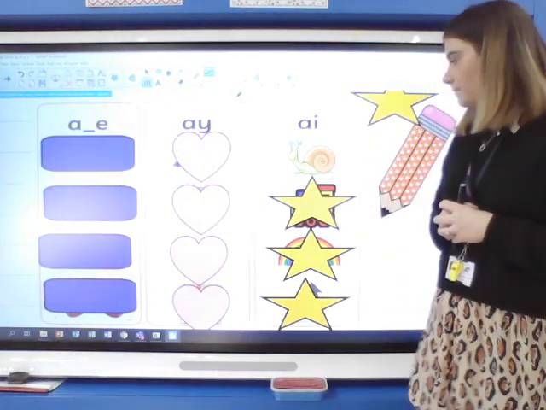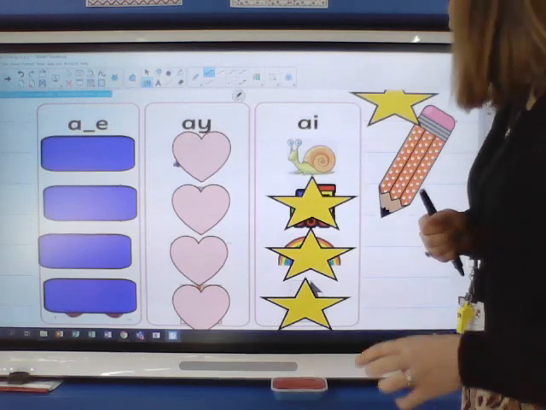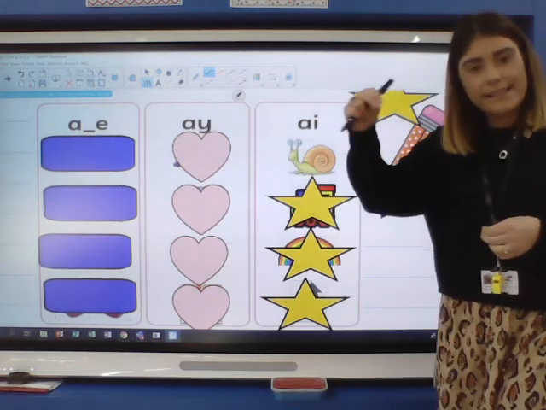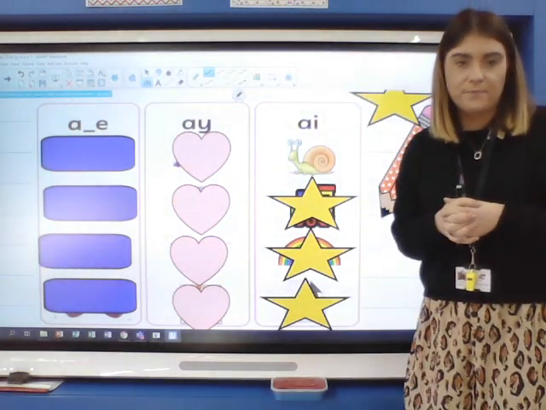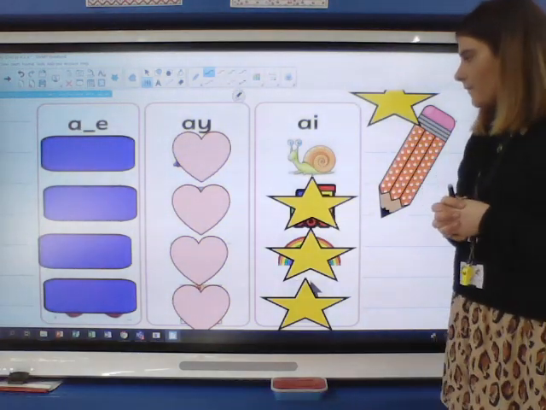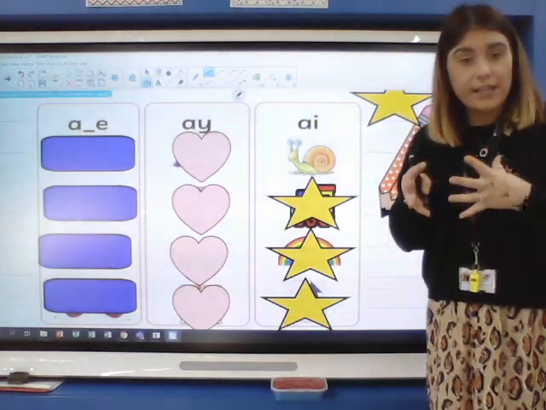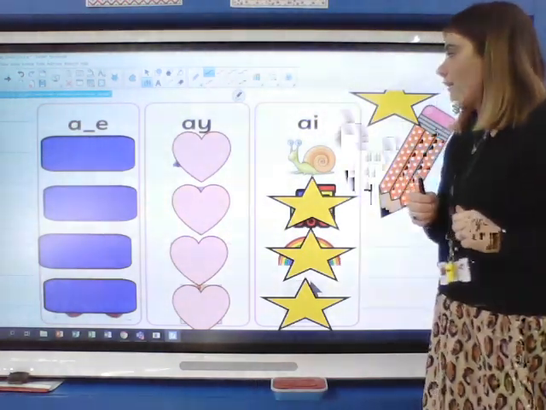S-A-L, snail. Okay, remember you can pause the video too. Mrs. Wood might be a little bit too quick for you. And while you're writing your words, you can pause the video. S-A-L, snail. And the A sound is in the middle of the word, so we typically use the AI grapheme.